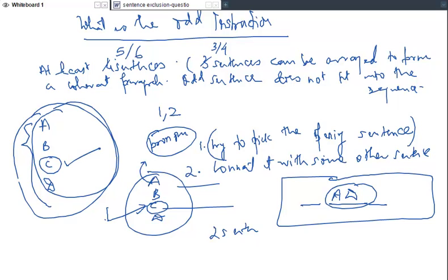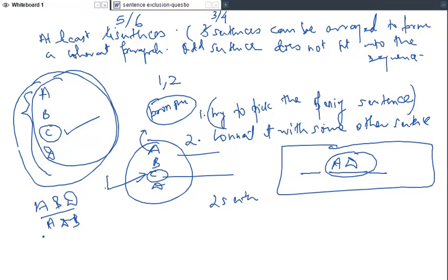Why? Because it does not fit into the sequence. Then don't bother to arrange A, B, D, whether it should be A, B, D or A, D, B. I mean, it should not take too much time putting the order once you are sure that C is definitely the odd one out. So the point here is that you must not waste too much time trying to create a coherent paragraph.